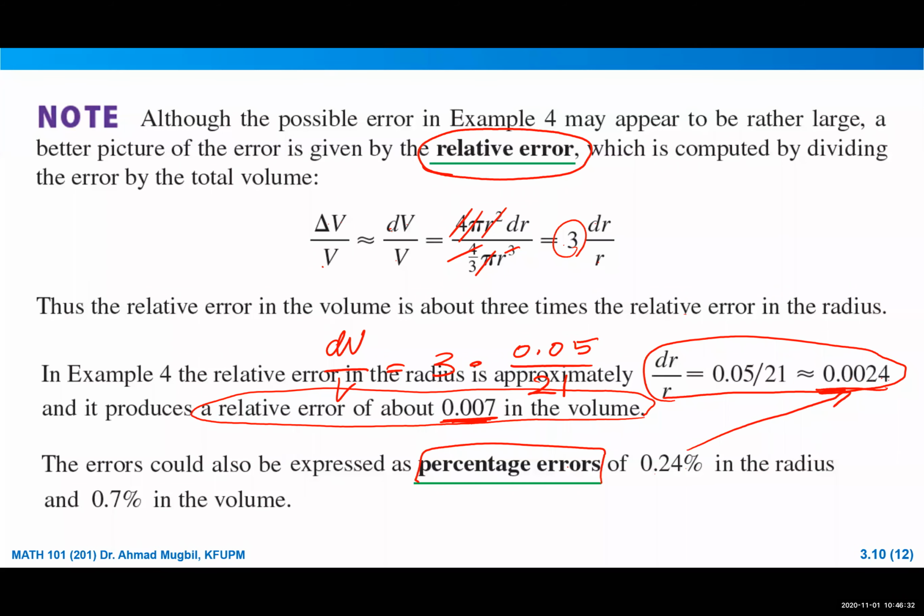0.24%. And if you calculate it in the volume, it will be 0.7%. So the percentage of the error is 0.7. It is less than 1%. So it is a very small error indeed.